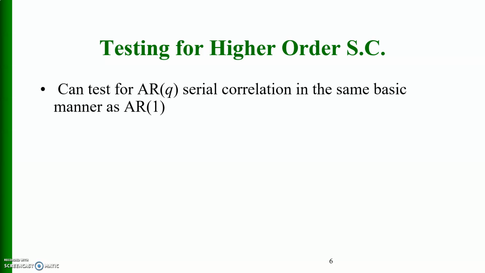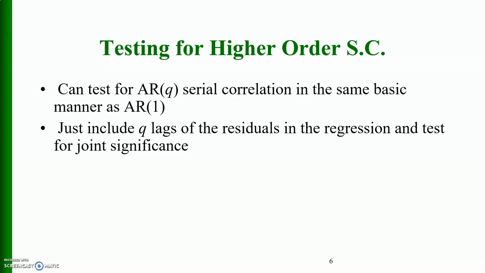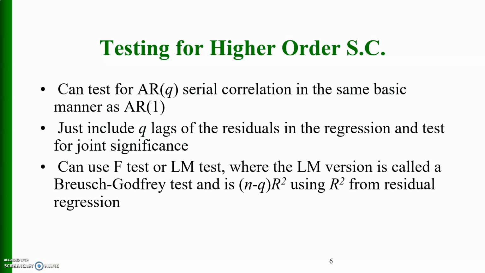Testing for higher order serial correlation. We can also test for AR(q) serial correlation in the same basic manner as AR1, but we will include q lags of the residuals in the regression and test for joint significance. And we can use the F-test or Lagrange multiplier test, where the Lagrange multiplier version is called a Breusch-Godfrey test and is n minus q times R square, using R square from the residual regression. And we can also test for seasonal forms.